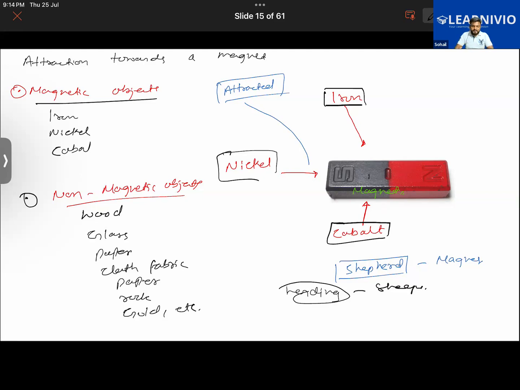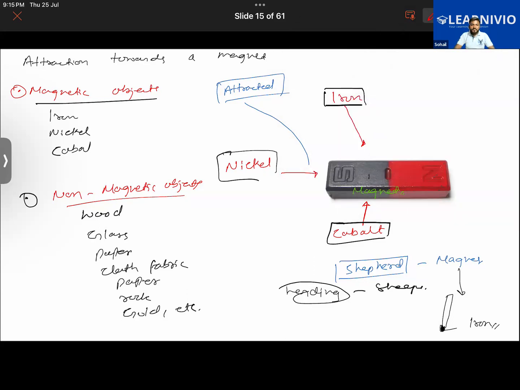So basically, what this person Magnus used to do, he used to take a piece of wooden stick, and on one end of this wooden stick, he used to attach a piece of iron object. Basically, one end of the wood was covered with iron, to keep it strong, to make it strong.